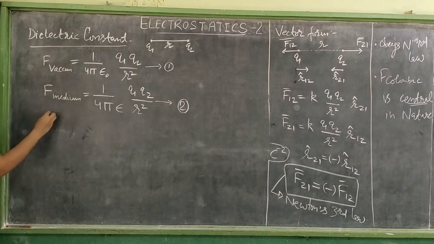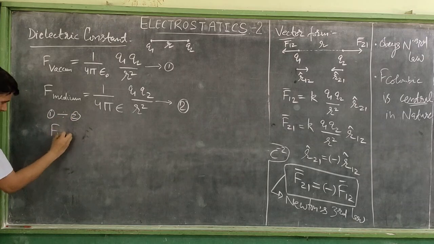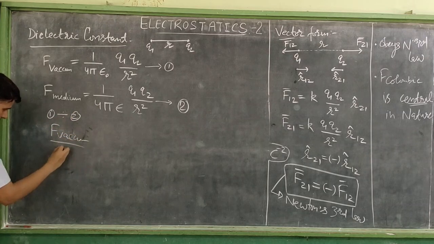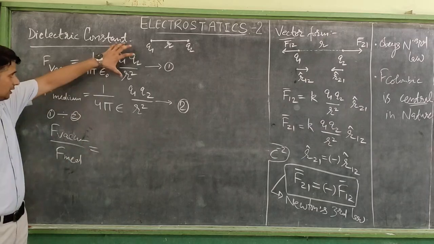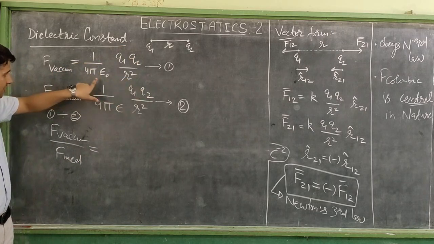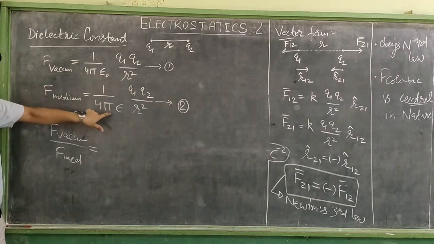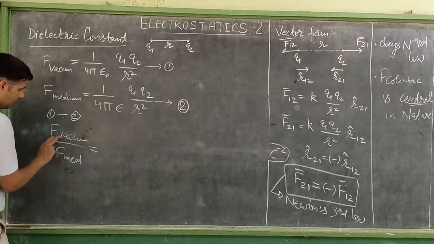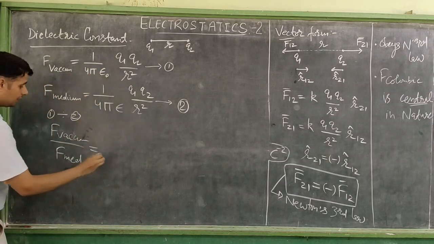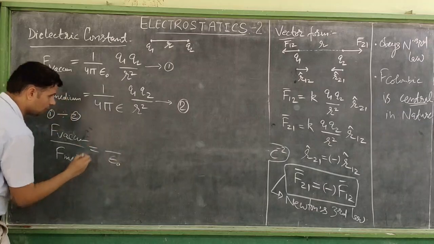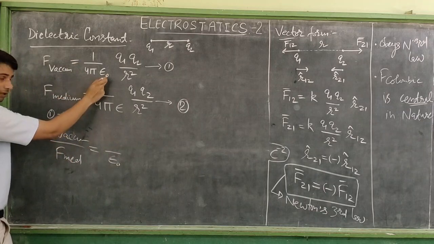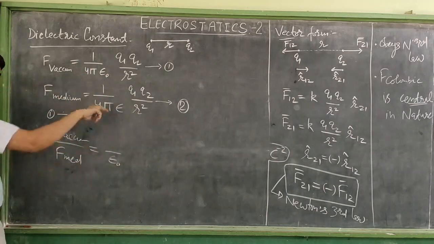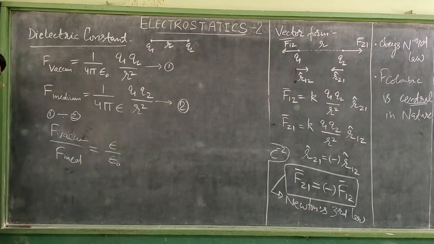Now what you do? Equation number 1 divided by equation number 2. So what we can say? F vacuum divided by F medium will be simply equal to, see, these things are common. What is different here? Epsilon naught here, epsilon there. So F vacuum will be in the numerator, epsilon naught in the denominator. The 4 pi factor is also common, it gets cancelled out. So epsilon naught in the denominator while epsilon will come in the numerator: epsilon divided by epsilon naught.